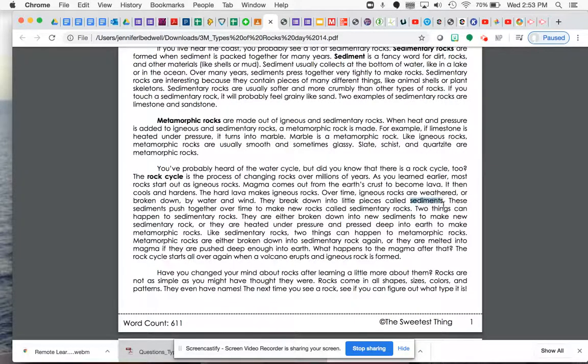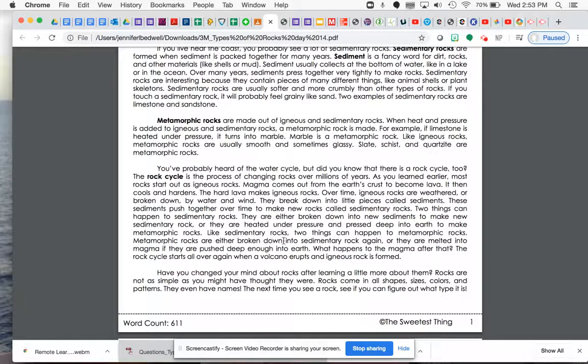Again, there is that word, sediments. These sediments push together over time to make new rocks called sedimentary rocks. Two things can happen to sedimentary rocks. They are either broken down into new sediments to make new sedimentary rock, or they are heated under pressure and pressed deep into earth to make metamorphic rocks.